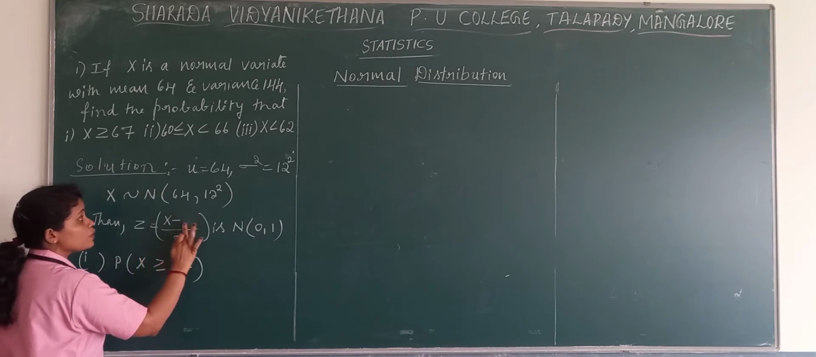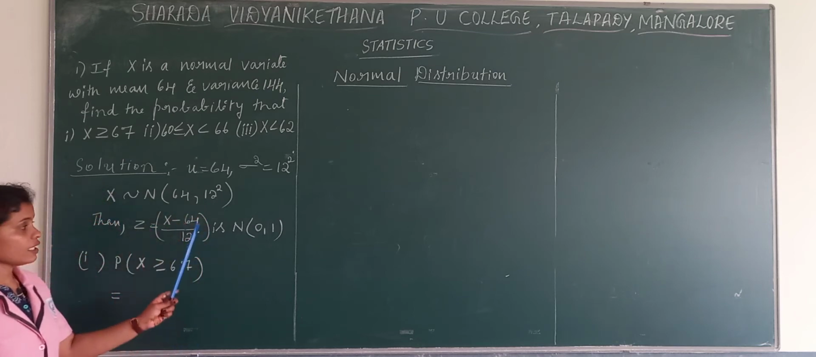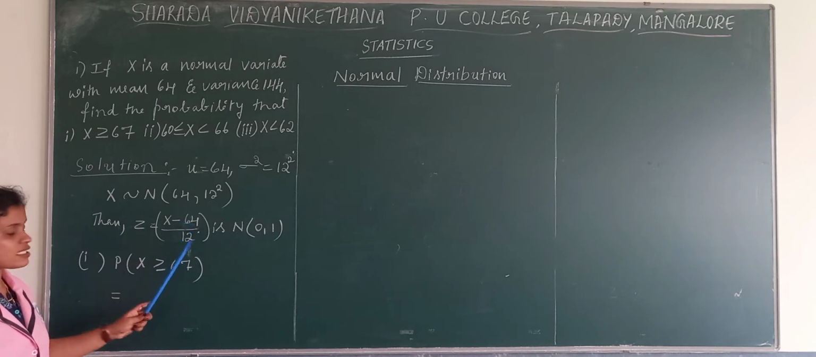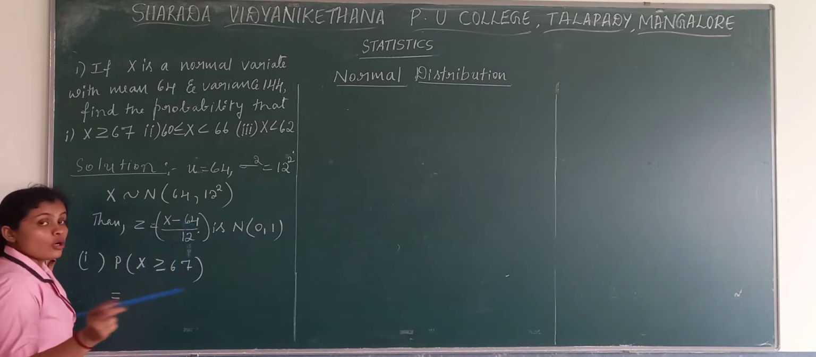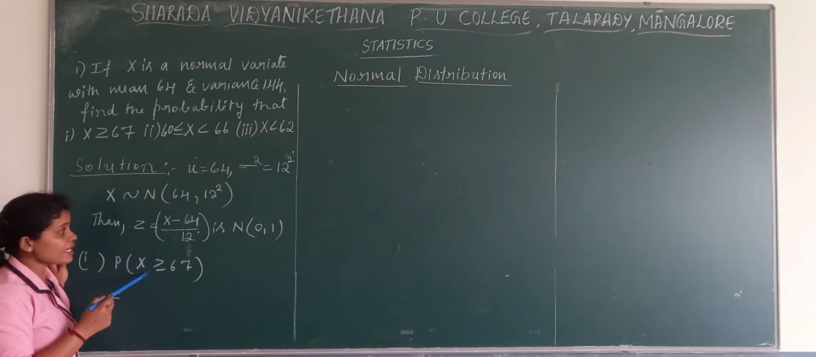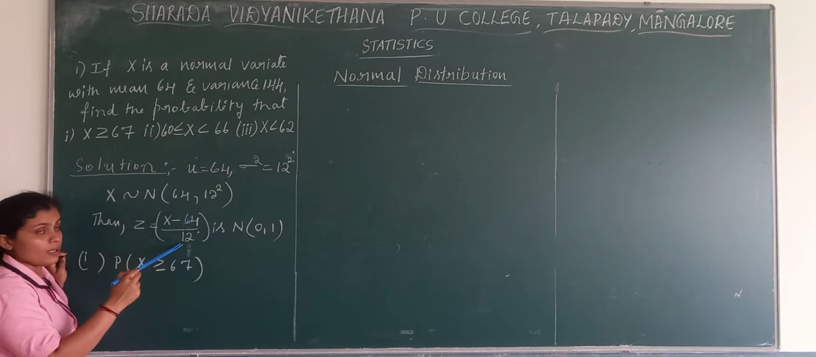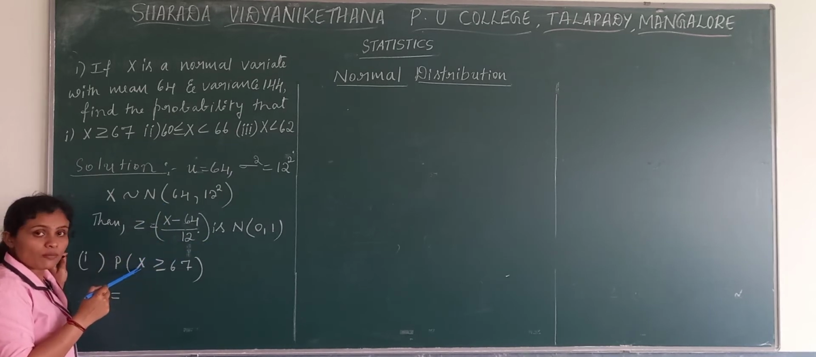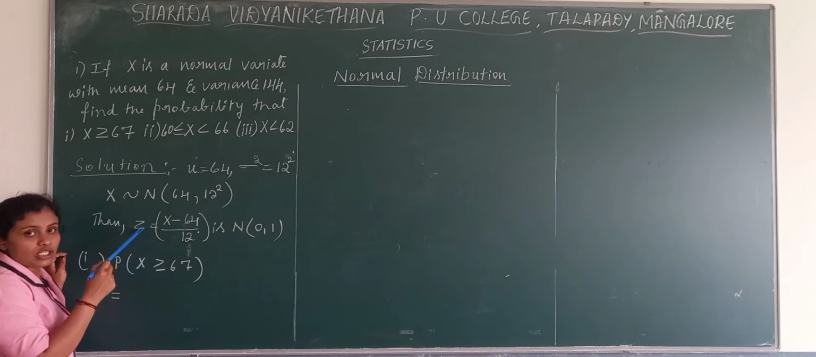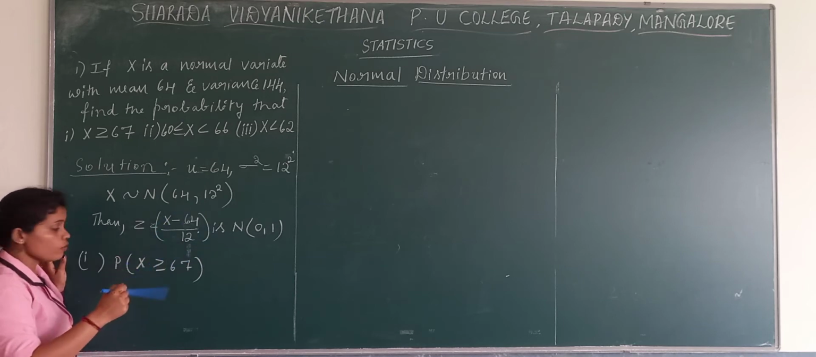Sorry, here we are not writing mu. Here we are applying 64 and 12 directly. Here we directly write the mean and standard deviation values. Now see the problem here. In place of x, we are substituting this particular formula, converting normal variate into standard normal variate. If we write in this format, that becomes the standard normal variate. Now in place of x, substitute this whole formula.